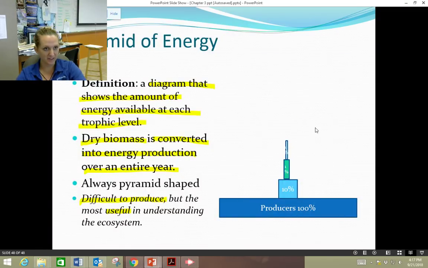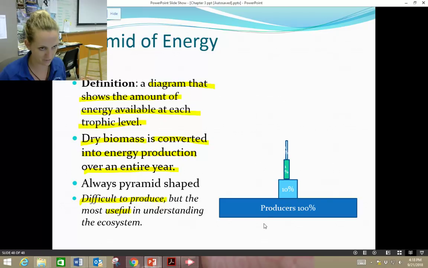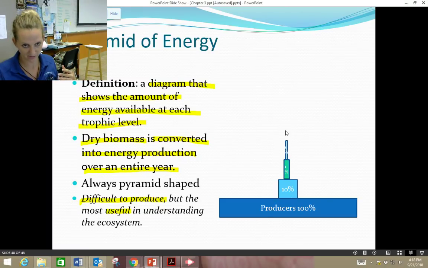Pyramid of energy, it's going to be the best way to show energy. It's a diagram that shows the amount of energy available to each trophic level. It is 10%. That's how we're going to draw it. Unless you had specific trophic level transfer efficiency values, it's going to be about 10%. Your dry biomass is converted into energy production for that entire year. This is difficult to use. But it is useful in understanding your ecosystem and where your primary productivity is and how productive your ecosystem is. It's always a shape like this. I mean, it's not a real triangle. They are bars.